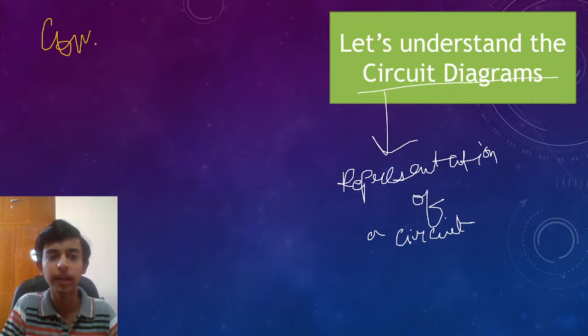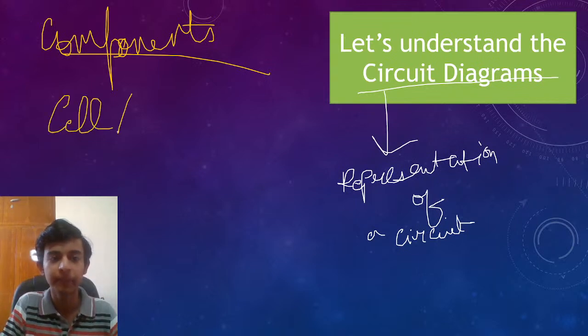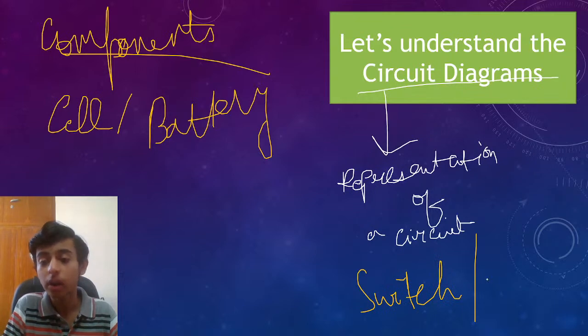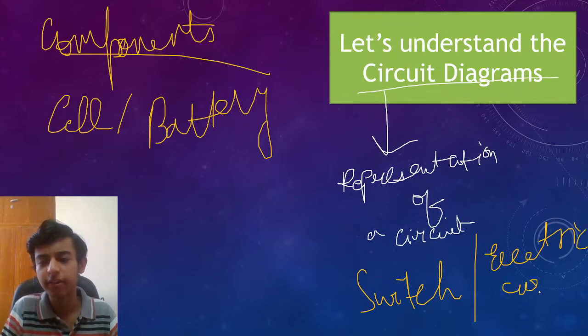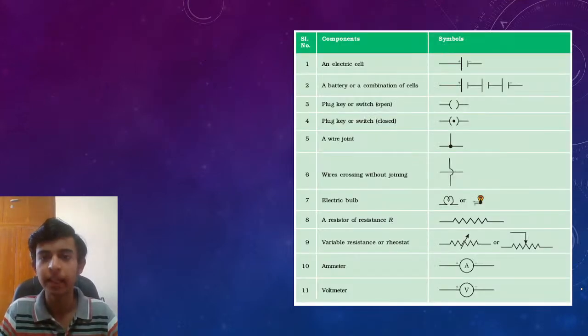How many of you are aware? We have different components, like a cell, a battery, cell or battery we can say. We will have a switch. We will also have the electric current flowing. How do we do that? I will tell you what the different symbols are. These are some of the components of any electric circuit.